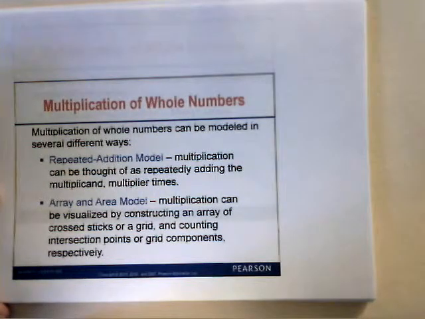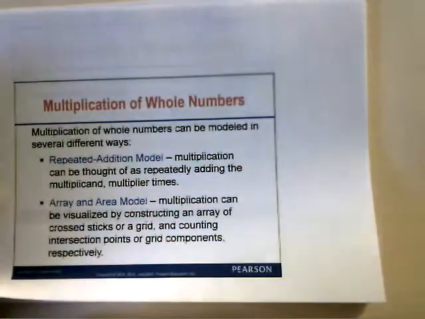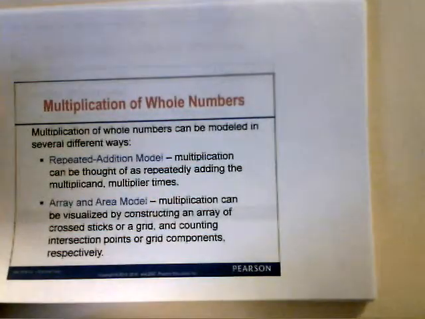Okay, let's first look at multiplication of whole numbers. Multiplication of whole numbers can be modeled in several different ways. One of them is the repeated addition model, where multiplication can be thought of as repeatedly adding the multiplicand, multiplier times. Example, 3 times 2, we can add the 3 2 times.